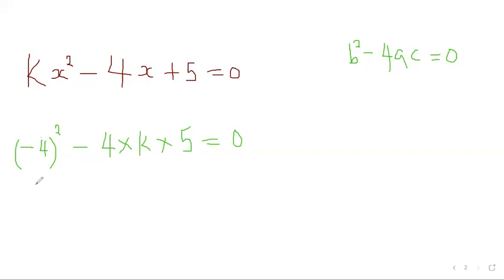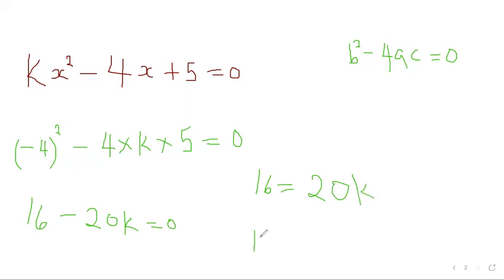So fantastic. So I have 16 minus 20k. I'm sure you know this already, because 4 times 5 is 20, multiplied by k is 20k, is equal to 0. And I'm very sure you can do it from here, but let me just complete that for you. So my 16 will be equal to 20k, and k will be equal to 16 divided by 20, and you can always convert that to decimal.